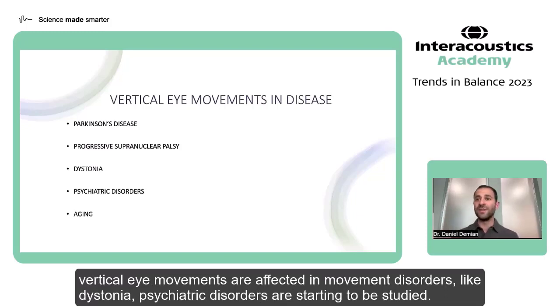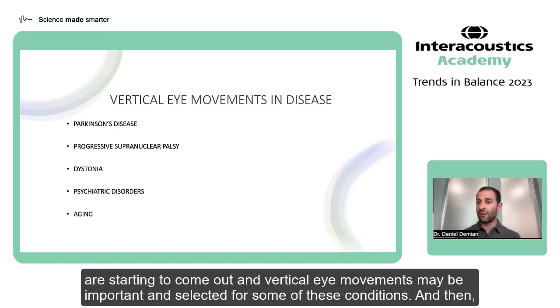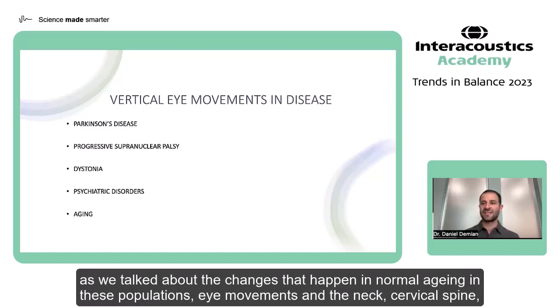Psychiatric disorders are starting to be studied there, everything from major depressive disease to bipolar to schizophrenia. These things are starting to come out, and vertical eye movements may be important and selective for some of these conditions. And then, as we talked about, the changes that happen in normal aging in these populations.